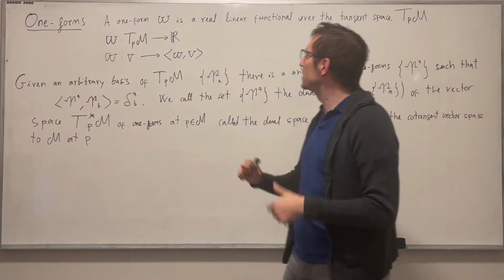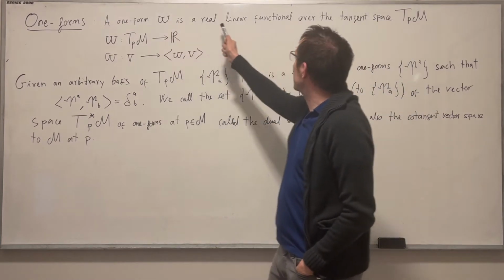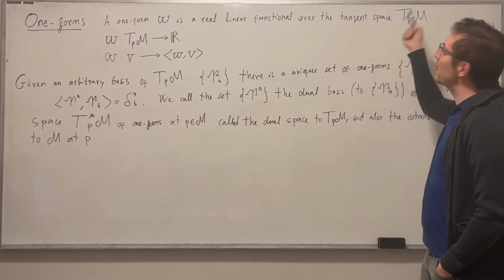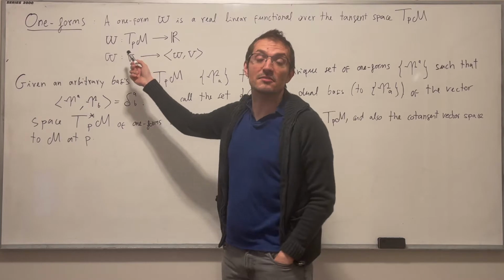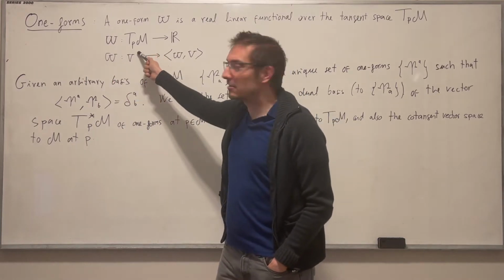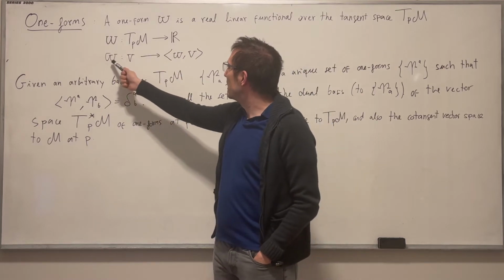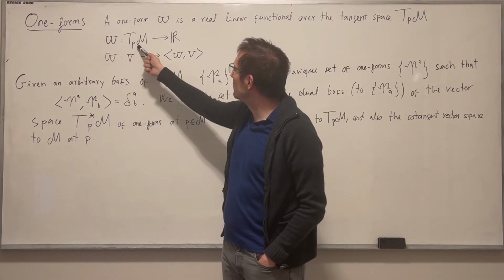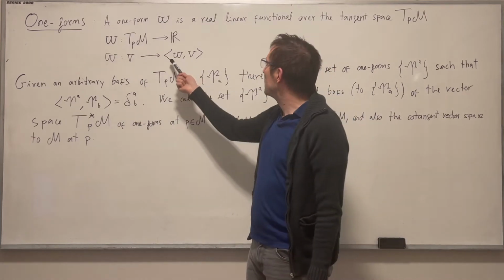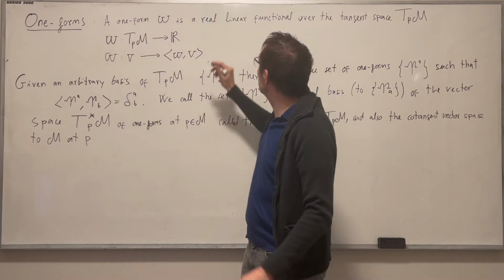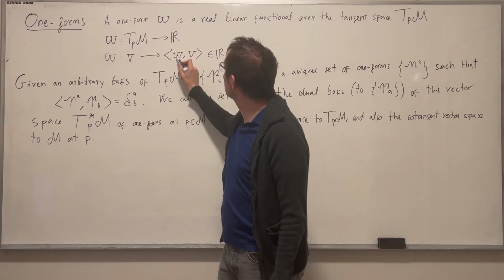Now, what are Oneforms? Well, a Oneform, I call it omega with a serif, is a real linear functional over the tangent space. So what does that mean? Well, it's a map that takes elements of the tangent space, takes vectors, and spits out real numbers. That's what it does. And I notate it like that. Omega acts on the vector V. V is an element of TPM, of the tangent vector space to the manifold M at the point P, and acts producing this bracket that I have here, this notation, and this is of course a real number, as it should be. This is an element of TPM, this is an element of the reals.